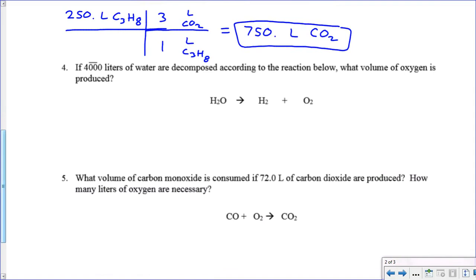On problem number 4 here, there's that overbar or overline on top of the 4,000. That indicates that those first 2 zeros are significant, but the last 0 is not significant. So we have 3 significant figures in this problem.